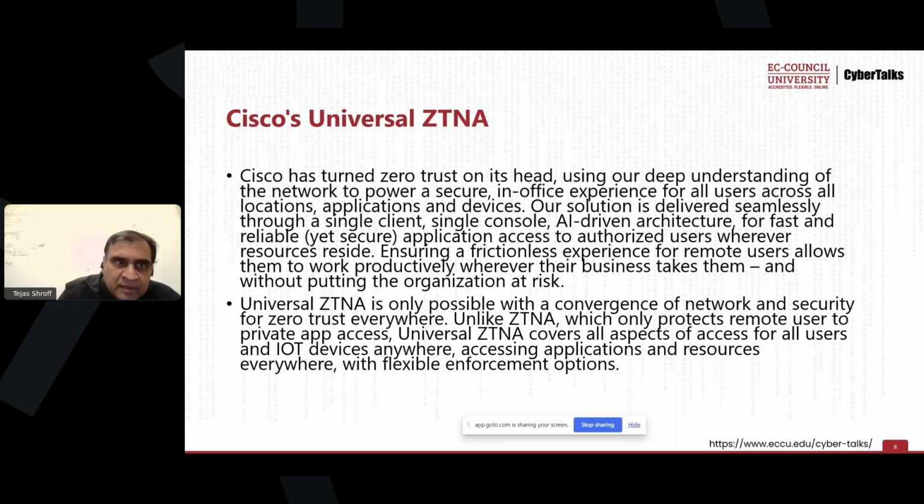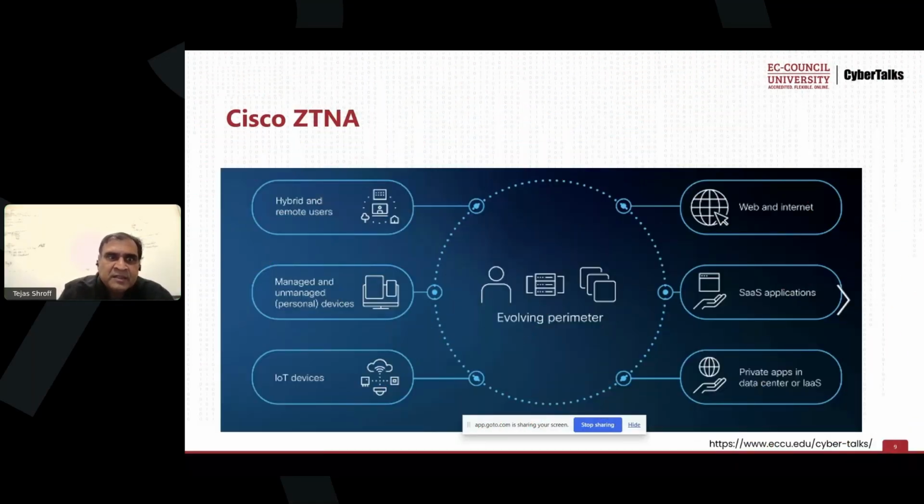This is your Cisco ZTNA, where you have your hybrid and remote users trying to access, you have your managed and unmanaged devices, your IoT devices, you have your World Wide Web, you have your cloud applications, and you have your private apps. These are all connecting through this evolving perimeter and ensuring that you get the ZTNA access.